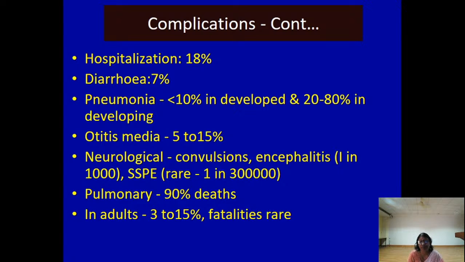And SSPE, it is very rare, 1 in 3 lakhs. Okay. Then pulmonary complications, that is pneumonia and all, deaths can take place in 90% of those who have pneumonia, and in adults the fatalities are rare, it can be up to 15%.